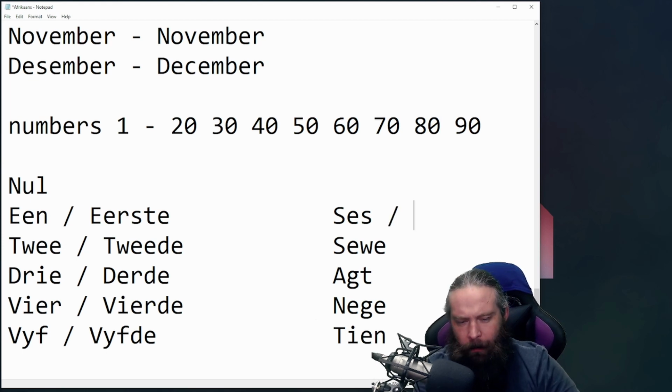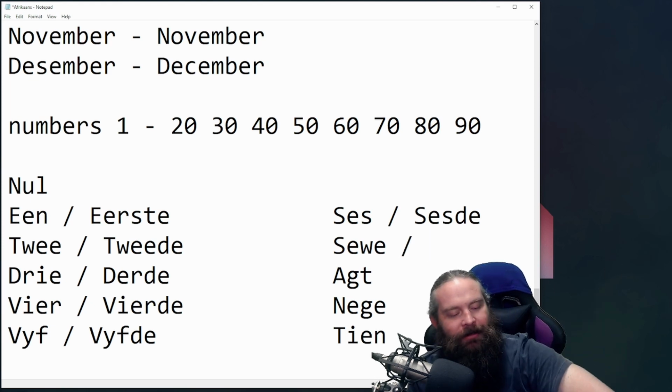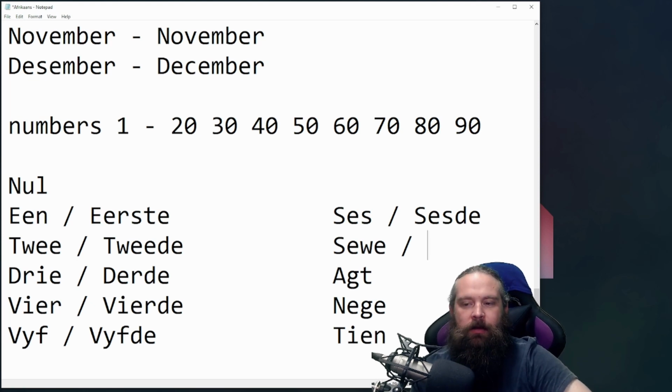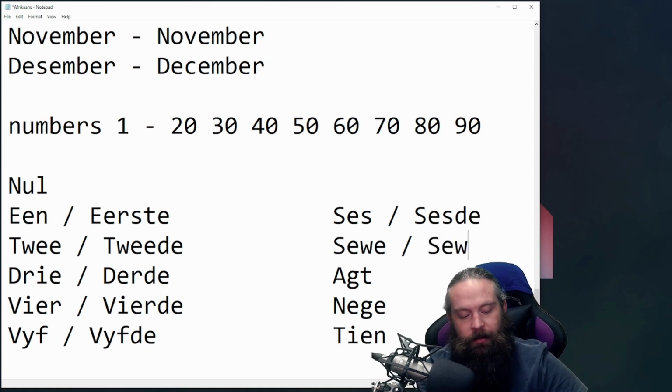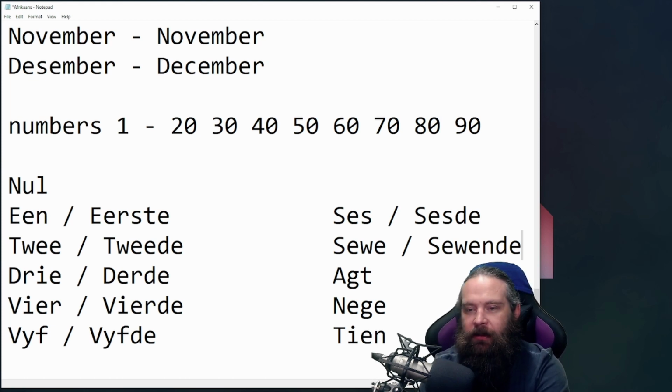Sixth is probably the same rule. I'm hearing you thinking. I believe you're thinking it's probably the same rule, and you'd be correct. Oh, now you're like, so we know what seventh will be. And this is where Afrikaans kicks you in the balls. They go, sewende. Okay, sewende.